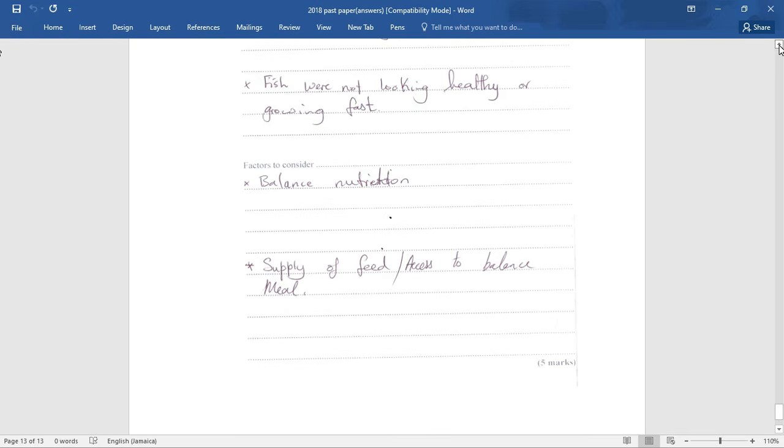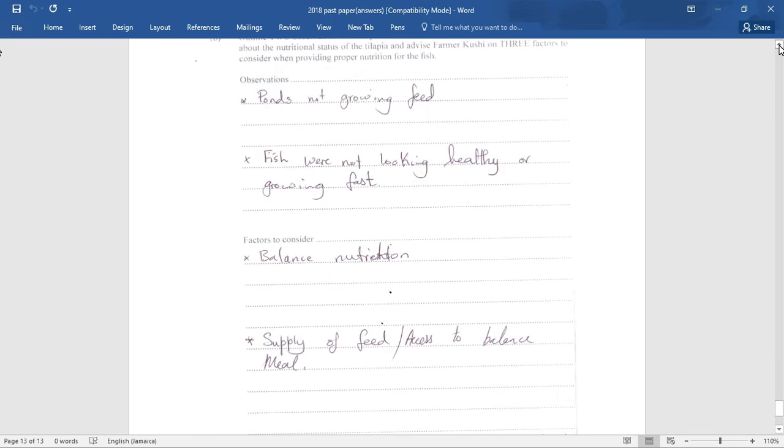So in order for them to grow fast, if they're not growing according to schedule or the normal rate, then it means that their nutrition may be affected. So they would need to focus on the balanced nutrition.